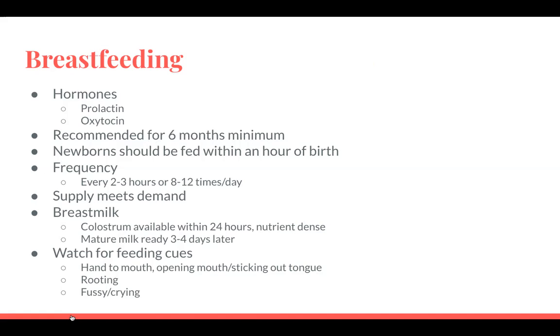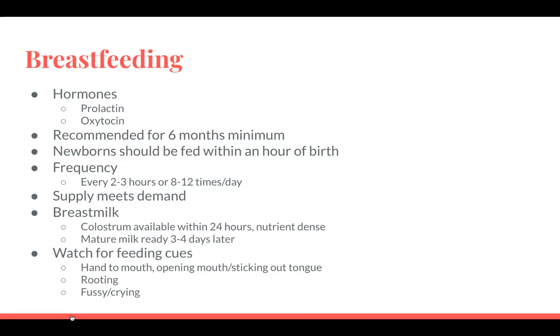For the breast milk, the colostrum should be available within 24 hours, and that's very nutrient dense. That's the clear yellowish, very concentrated milk. And that's high in protein and minerals and lower in fat. So true milk appears about 3 to 5 days after birth and contains more fat, and that whole transition to 100% true milk takes about 10 days.